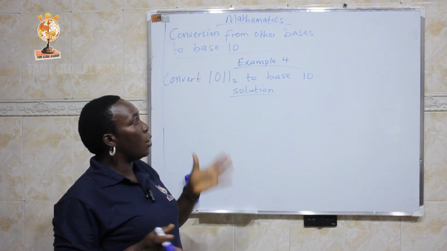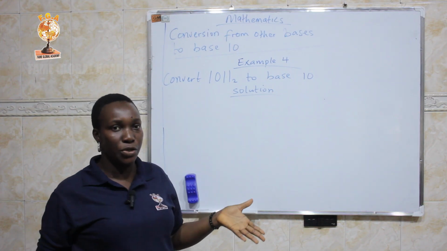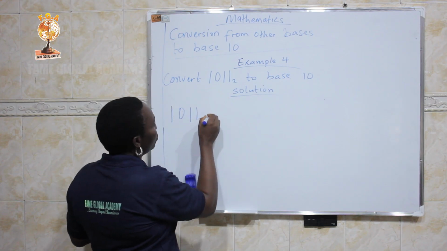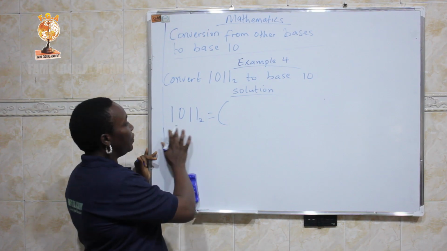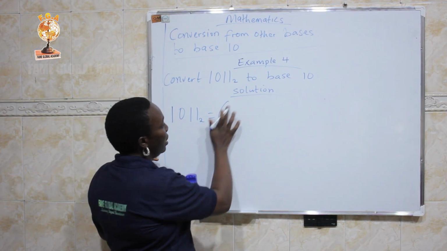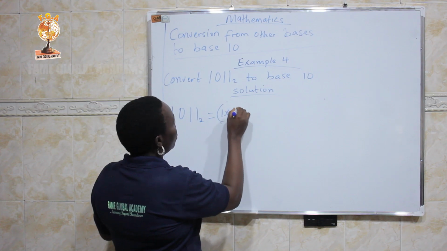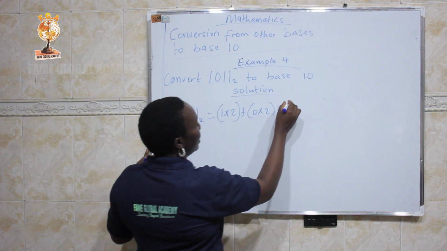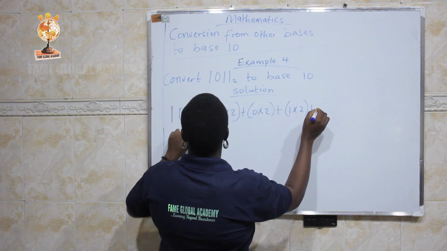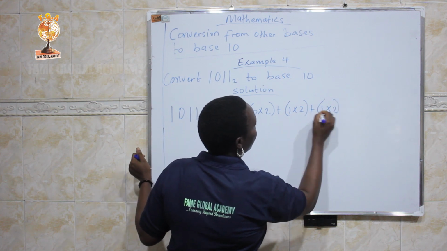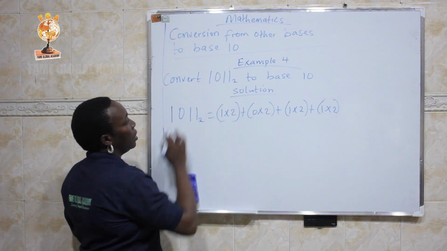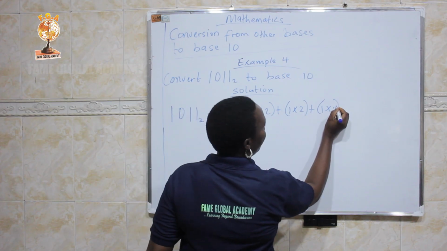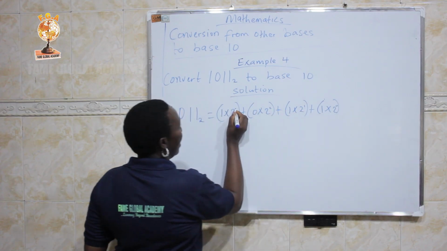Okay, so even if they are called binary numbers, we still follow the same procedure. So if we are solving it, we have 1011 base 2 is equal to, so we multiply each of these numbers with the base as usual. So we have 1 times 2, plus this 0 times 2, plus this 1 times 2, plus the last one times 2. Okay, so after that, the next thing is to put your power, starting from 0, 1, 2, and what? 3.